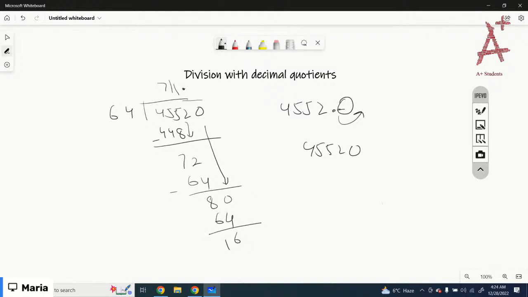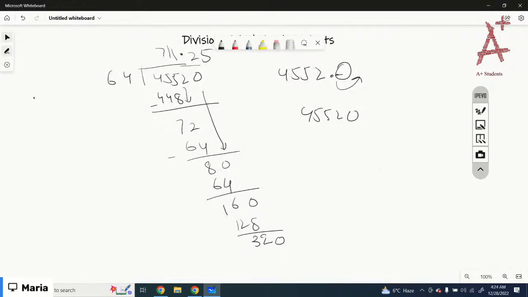Now add a decimal point over here and a 0 over here. So we can go for 64 times 2. It would be 128. So just subtract. It would be 32. Add a 0. We can go for 64 times 5 and that would be 320.